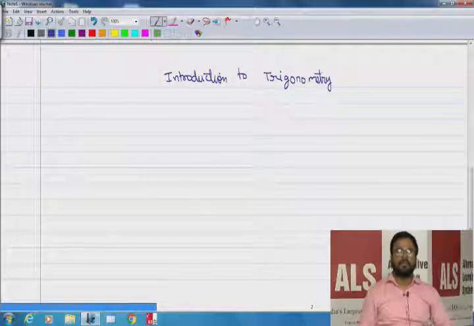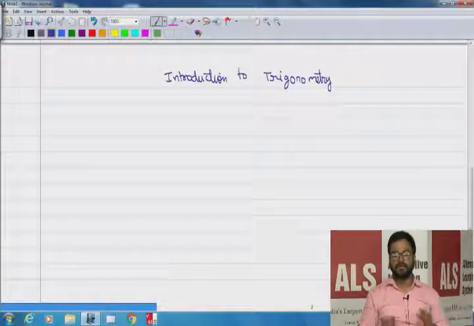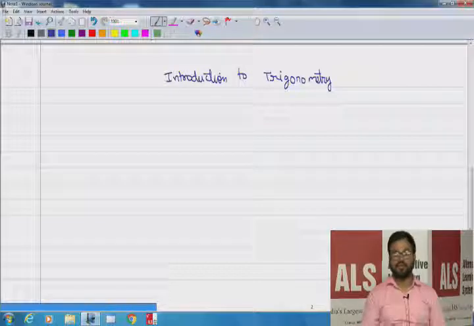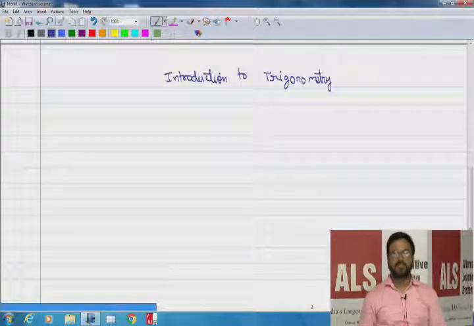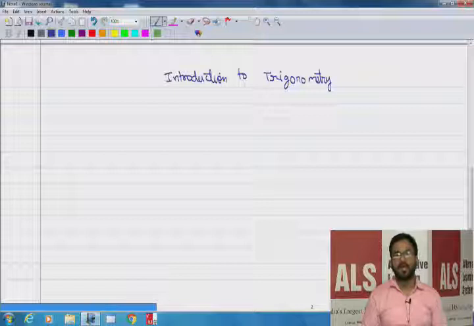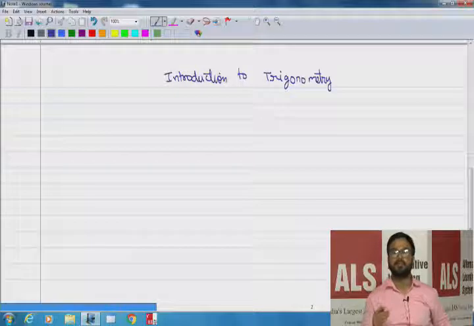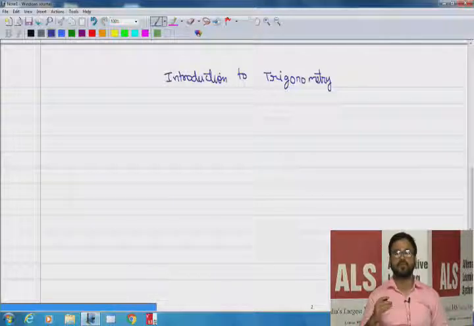Okay, so this trigonometry subject, the topic you are studying for the first time in class 10th. So it is a very good topic, and the topic consists of real life problems. Most of the questions related to this topic will be on real life problems, how we can solve real life problems using trigonometry.